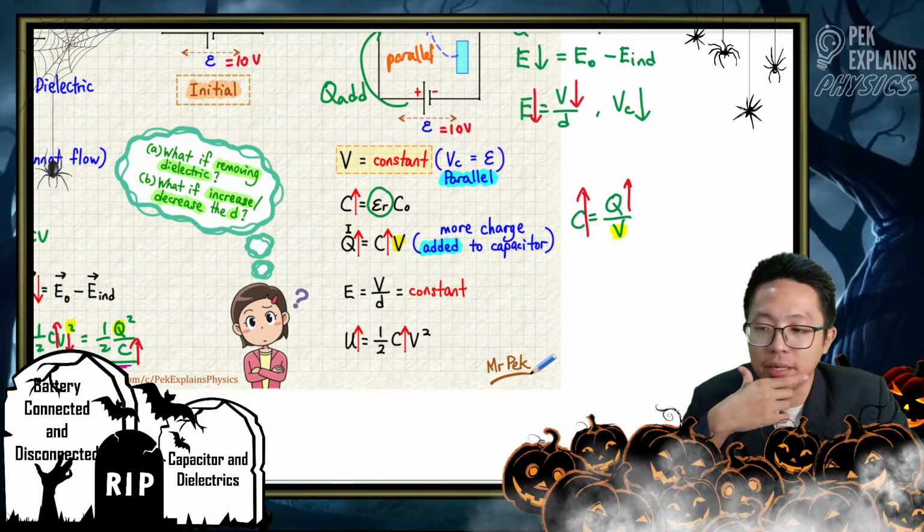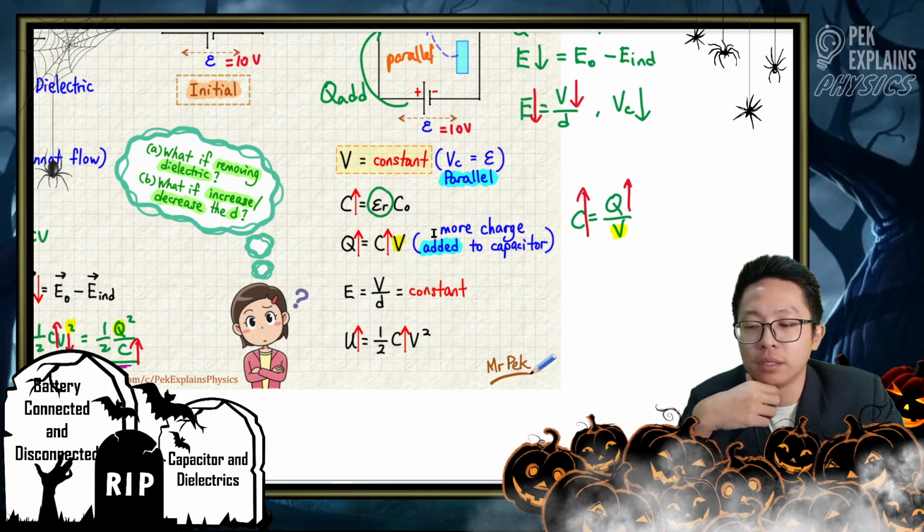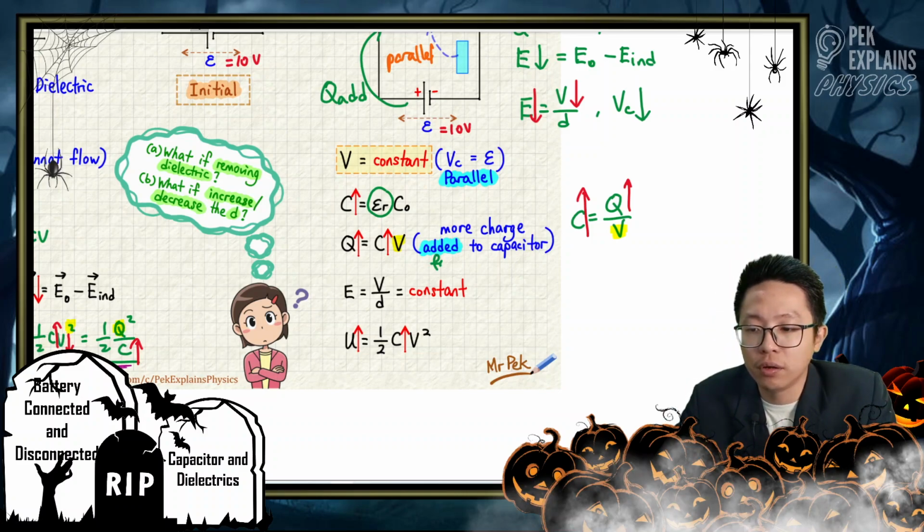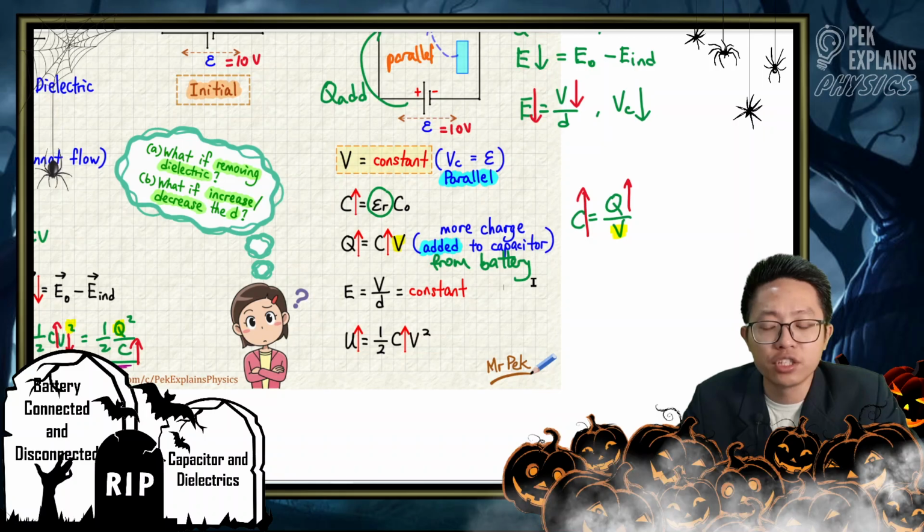So that's why I say when the capacitance increases, charge increases, for the same voltage is constant. So that means more charge now will be added to the capacitor. From where? Where does the charge come from? Actually, all the charge comes from the battery. That means the battery will further charge up the capacitor.